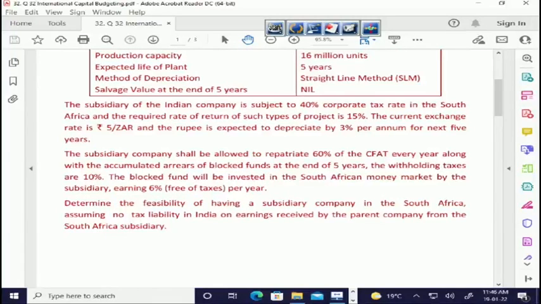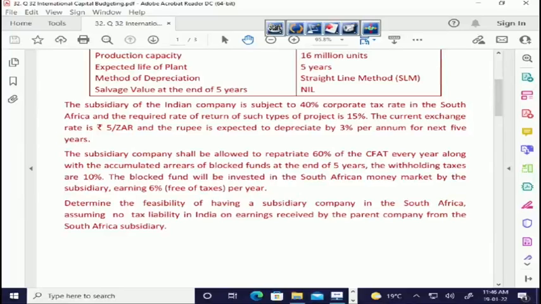60% of that is to be repatriated each year. That is 79. So 79 is the repatriated amount each year. And the blocked amount is therefore that 131.68 into 40%. That is 52.6 whatever.